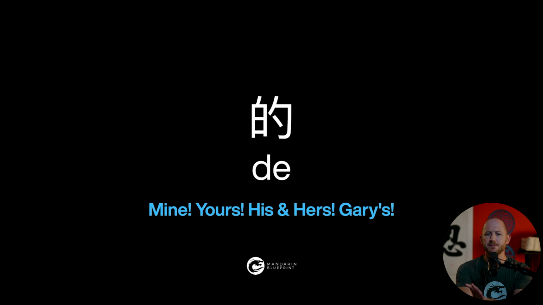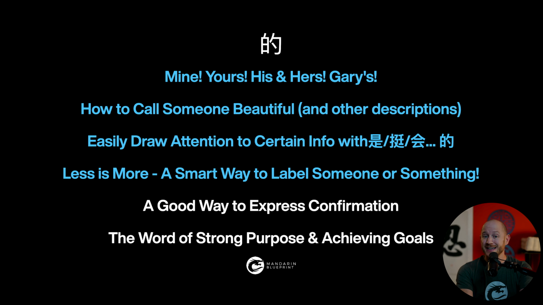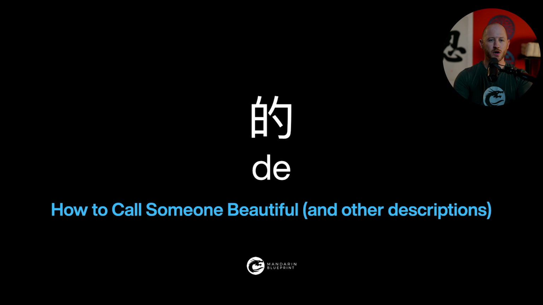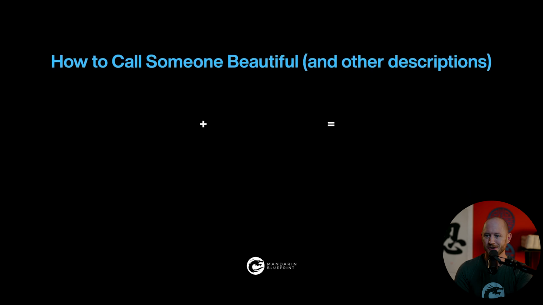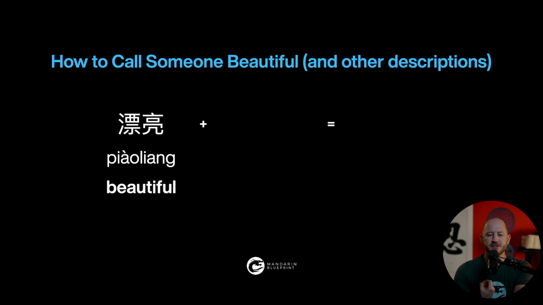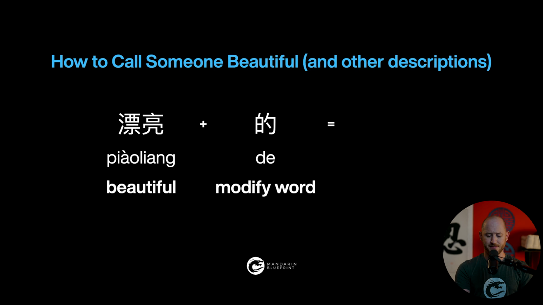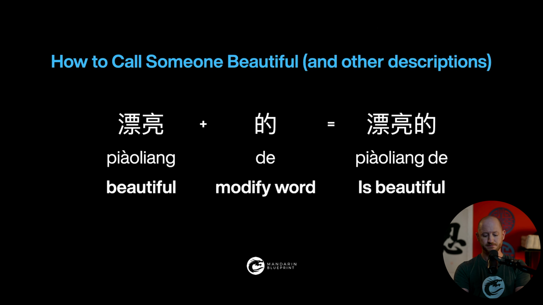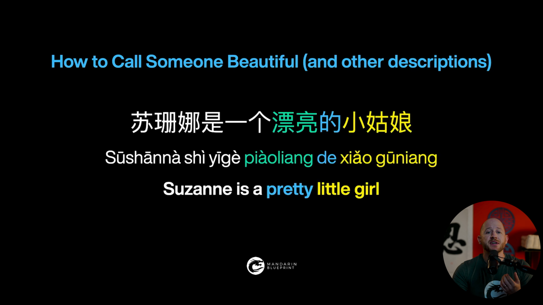So there you have the possession usage of 的, and it is by far the most common, but the next up, we're turning up the heat. Because what if you want to describe someone as stunningly beautiful or fiercely intelligent? Well, this use of 的 will definitely have you covered. I love this section. So we have an adjective like 漂亮. This is a general word for beautiful. It tends to be used in application to people. You tend to describe people this way. So if I say 漂亮的, then whatever comes after it, it's saying that thing is beautiful. For example, 苏珊娜是一个漂亮的小姑娘. So this would be Suzanne is a pretty little girl.